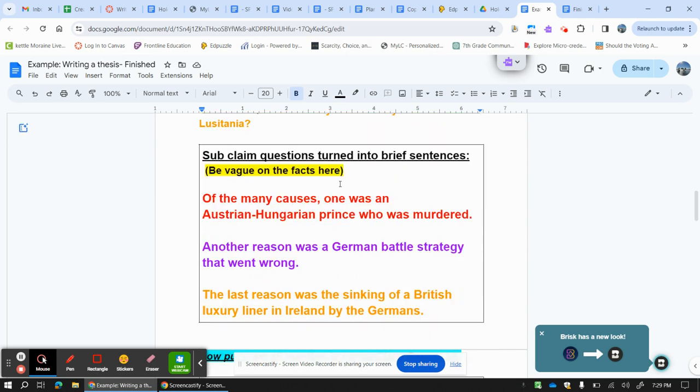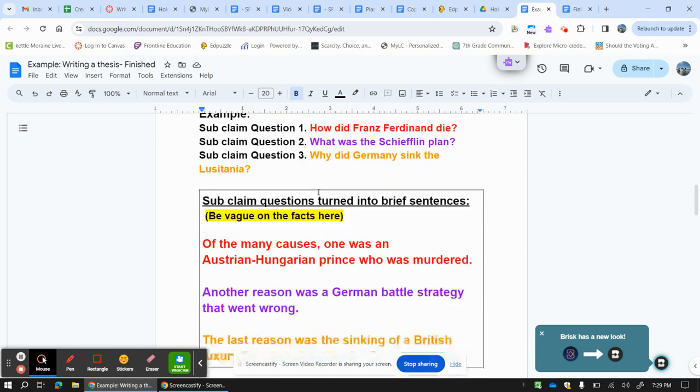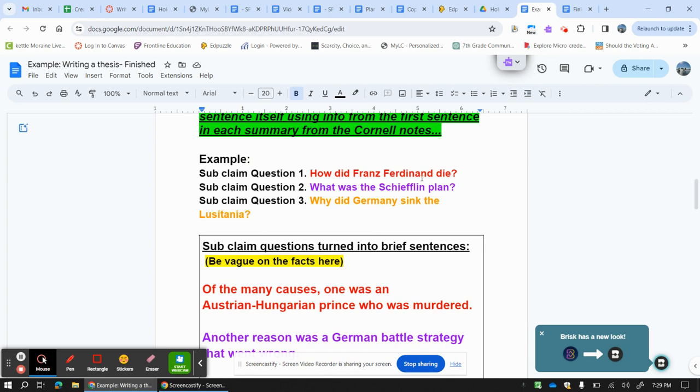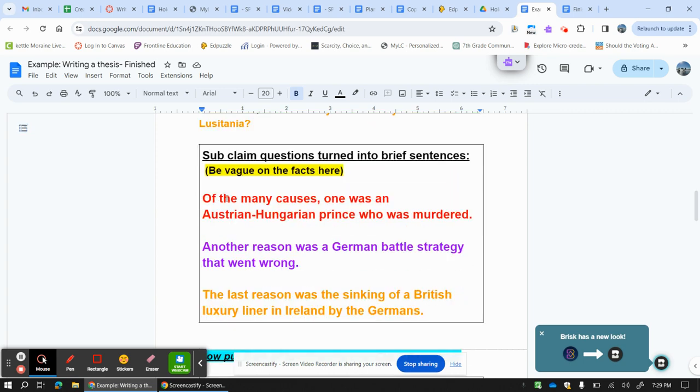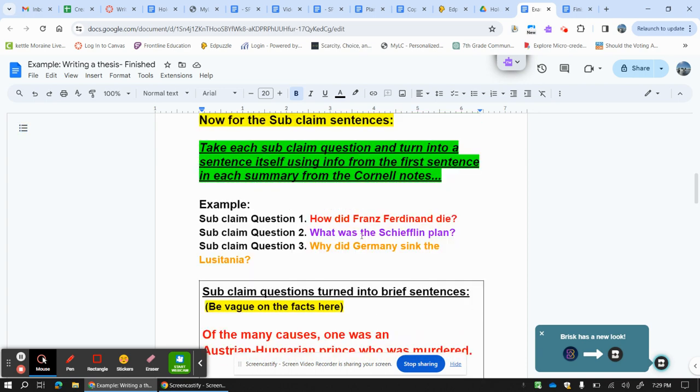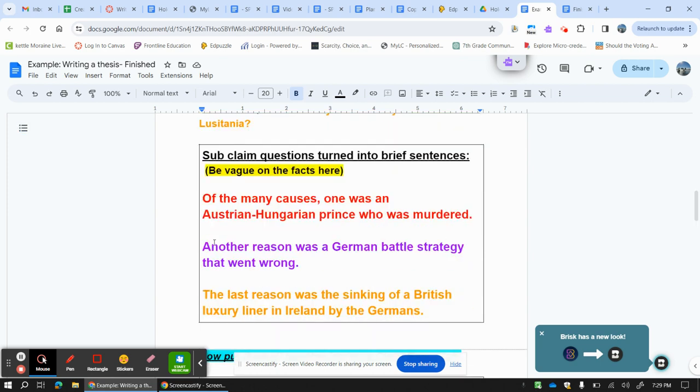Here we go. Be vague, it says. First subclaim. Remember, the first subclaim says, how did Franz Ferdinand die? And look what I wrote. Of the many causes, one was an Austro-Hungarian prince who was murdered. I don't name him, and I don't talk about how it happened. That happens in its own paragraph down below. Now, my second subclaim question was, what was the Schlieffen plan? And I write a vague sentence. Another reason was a German battle strategy that went wrong. I don't name the plan, and I do not explain what happened.